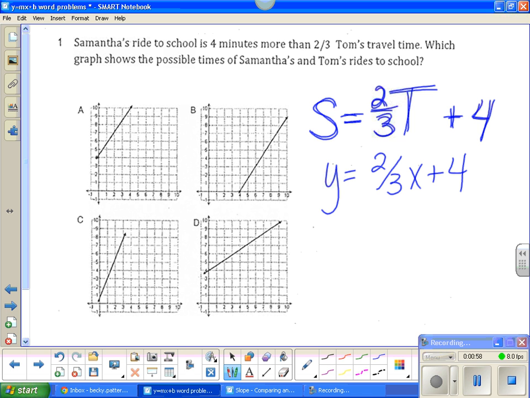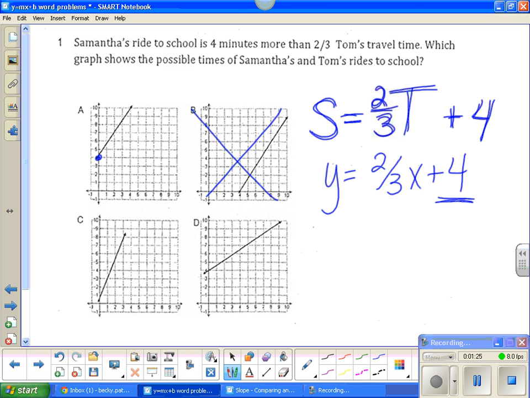So what we're looking for is a graph that has a slope of 2/3 and a y-intercept of 4. So let's start with the y-intercept of 4. A has a y-intercept of 4, so we like that. B does not have a y-intercept of 4. It has an x-intercept of 4, but actually the y-intercept would be way down here, negative. So that's not something we want. So we can cross B out.